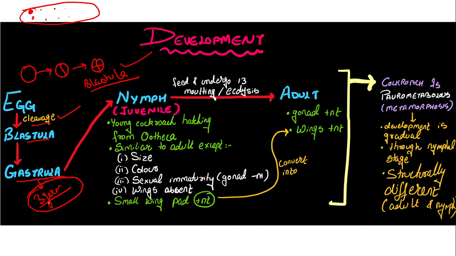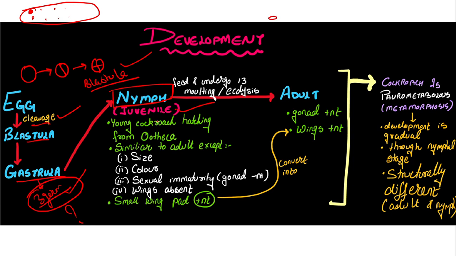Okay, here you need to search it out and write it in the comment box. 3 germ layers will be there or 2 germ layers will be there, that is, whether it is diploblastic or triploblastic. Write it in the comment box. Now from the gastrula there will be formation of nymph. What is nymph? It is the juvenile cockroach.